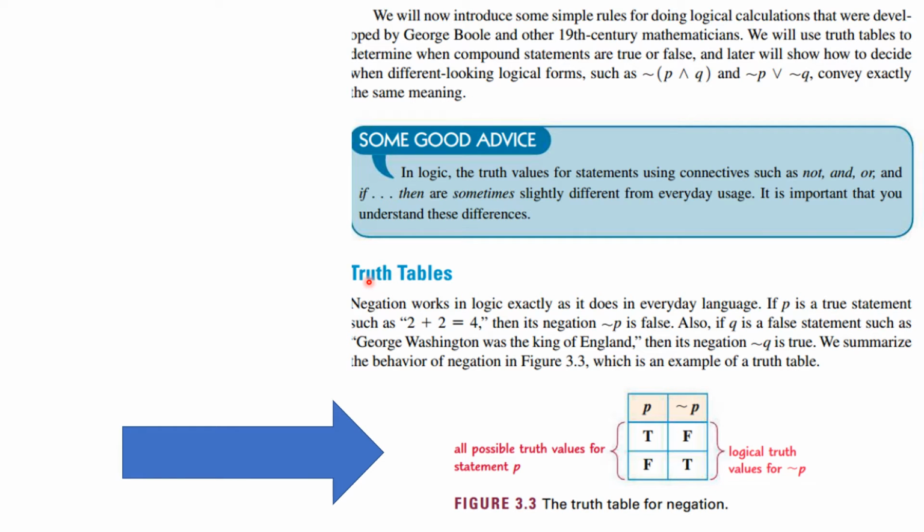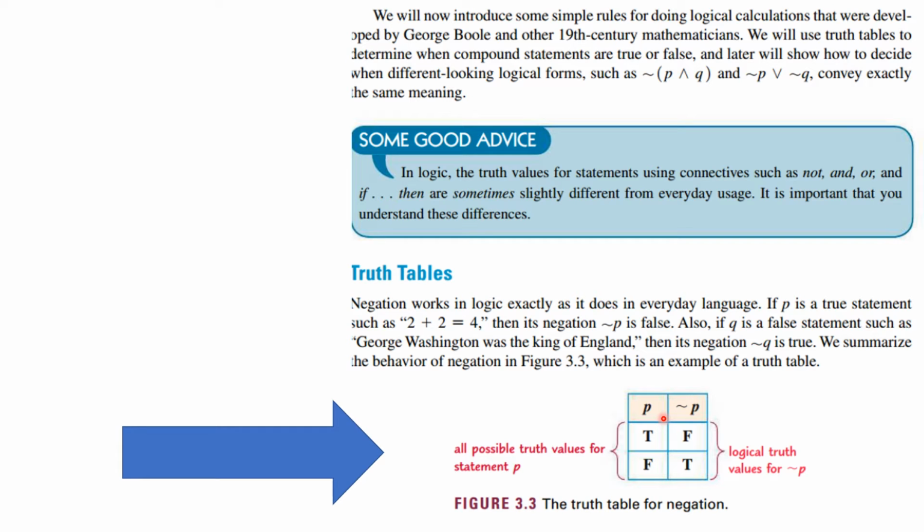Let's begin by talking about truth tables, starting with the definition of negation. You want to memorize these tables just like you memorize your multiplication tables in order to multiply numbers without a calculator. So this is how it works. We're going to talk about P and negation P. And under P, we're going to list all possible truth values for the statement P, which are true and false.